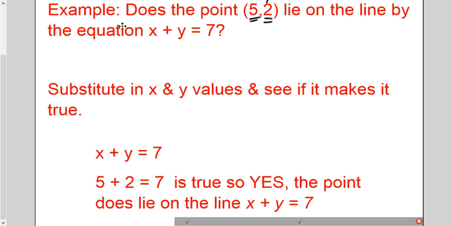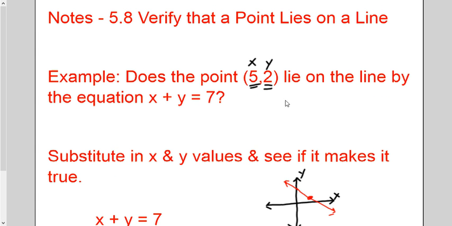So yes, this point (5, 2) does lie on the line x + y = 7. Now, for my visual people, here's what I'm talking about. Here's my x and y axis. This is my Cartesian plane, where we graph all these linear equations and these points. x + y = 7 is a line that shoots down to the right. It has a negative slope. And basically what we're saying is that (5, 2), maybe it's about right here, would land exactly on the line.